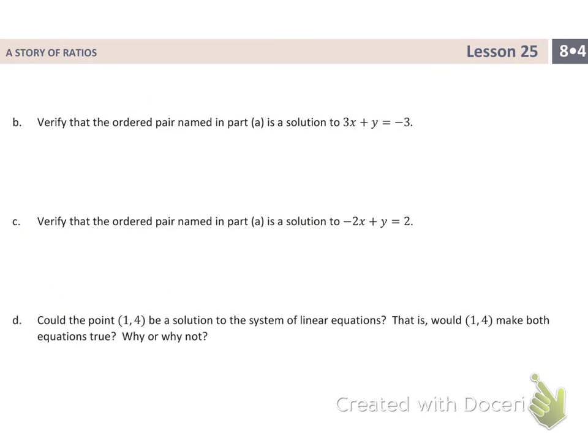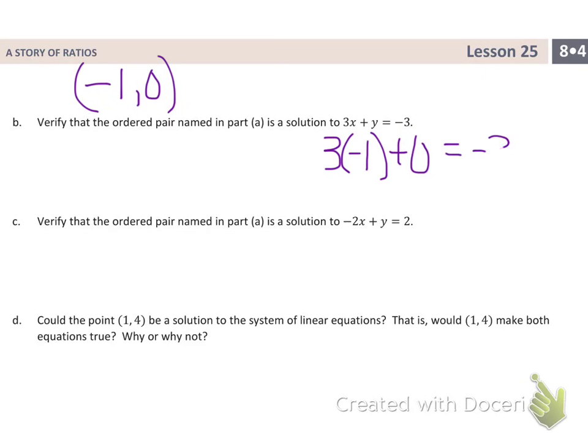All right, so part B says verify that, let's write our point again, negative 1, 0. So we want to verify that that is a solution to 3x plus y equals negative 3. So 3 times negative 1 plus 0, is that negative 3? Well, it is. Negative 3 equals negative 3. So that checks out. Yes, it is.